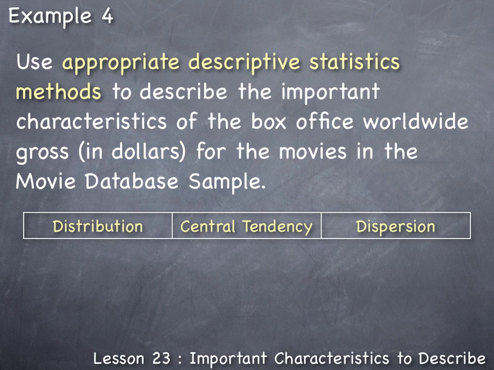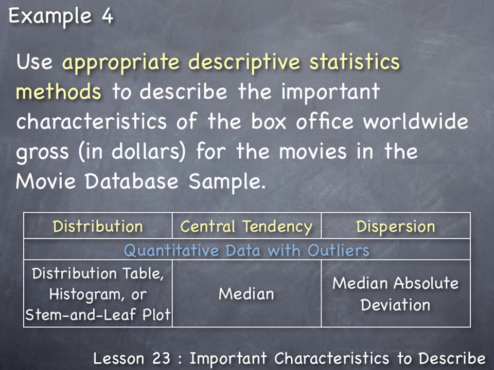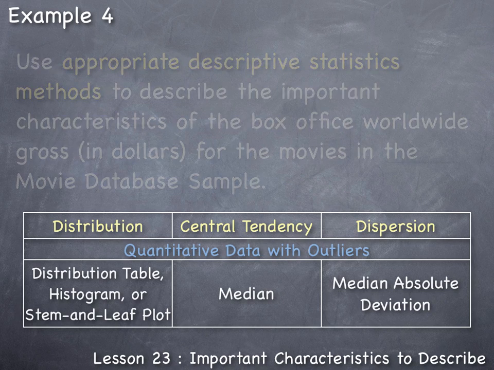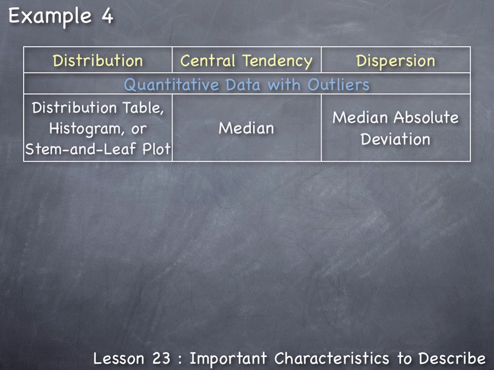So the appropriate descriptive statistics methods that are used when we have quantitative data with outliers is to calculate the median to measure the central tendency and to calculate the median absolute deviation to measure the dispersion. The distribution of the data can be displayed by using any of our appropriate graphical descriptive statistics methods, such as a distribution table, histogram, or stem and leaf plot. So we could use the TI-84 calculator to help us calculate the median, median absolute deviation, and a histogram.